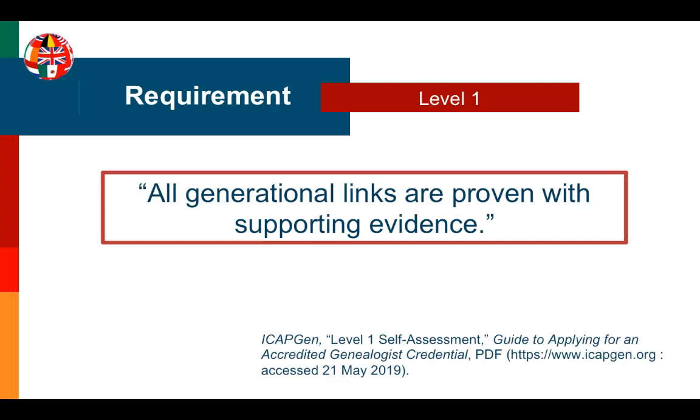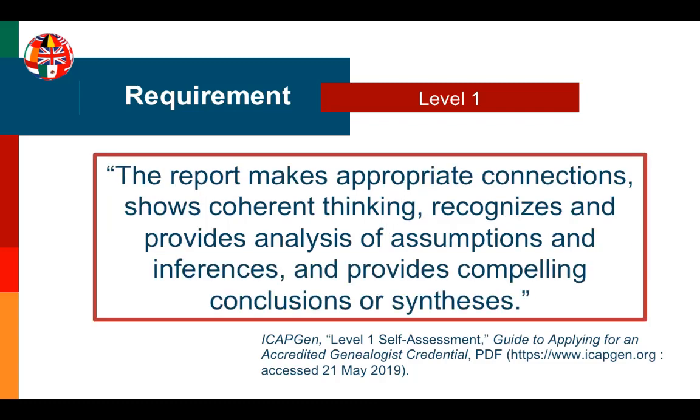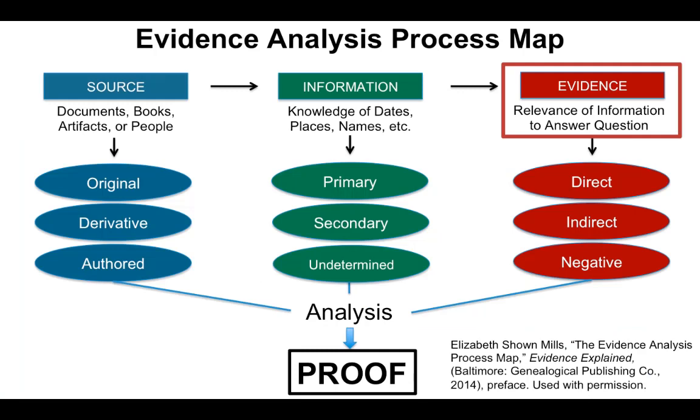The level 1 requirement in regards to evidence is all generational links are proven with supporting evidence. Additionally, evidence presented is properly analyzed and correctly interpreted. And the report makes appropriate connections, shows coherent thinking, recognizes and provides analysis of assumptions and inferences, and provides compelling conclusions or syntheses. Evidence is the relevance of information to answer a question. Evidence can be direct, indirect, or negative.